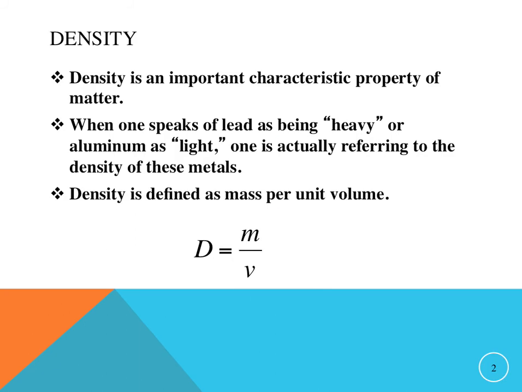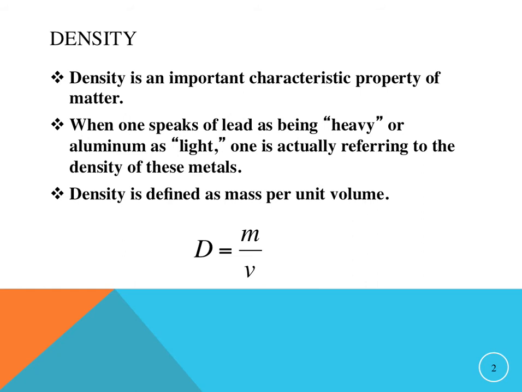Starting off with density. Density is an important characteristic of matter. It is an intensive property, meaning that all pure substances have a specific density, so it's characteristic of that item's identity. So when one speaks of lead as being heavy or aluminum as being light, we're actually thinking about density with those metals. So we have masses of them, or matter of them, that maybe look like they're the same size, but when you hold them, they feel completely different, like they're taking up the same volume but feel different.